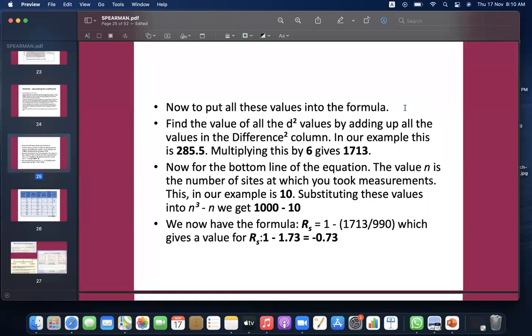Now for the bottom line of the equation, the value n is the number of sites at which you took measurements. In our example this is 10. Substituting these values into n cubed minus n, we get 1000 minus 10. We now have the formula Rs is equal to 1 minus 1713 divided by 990, which gives a value of Rs that is 1 minus 1.73, equal to minus 0.73.